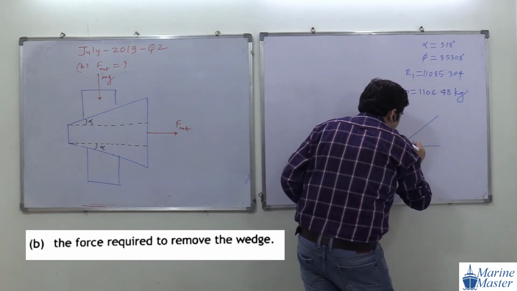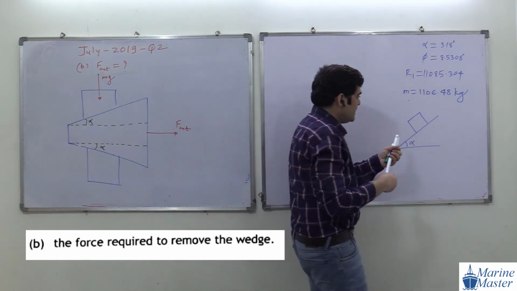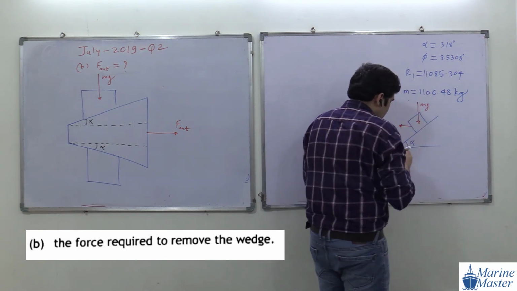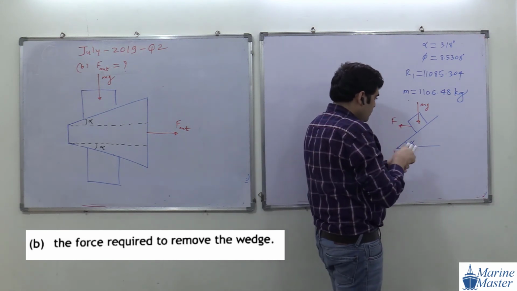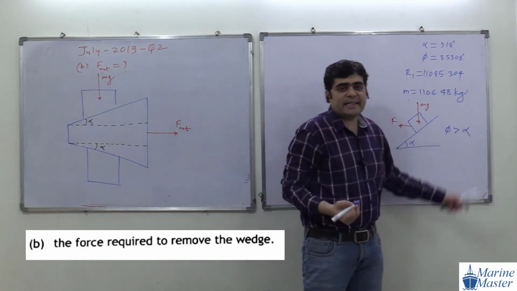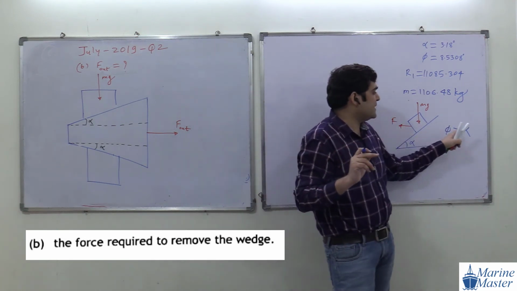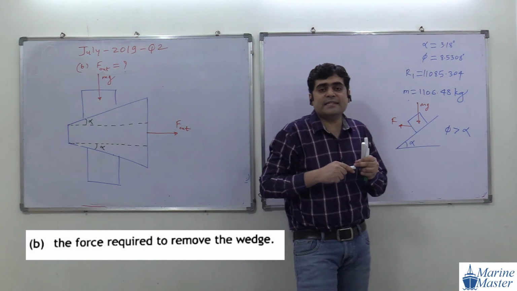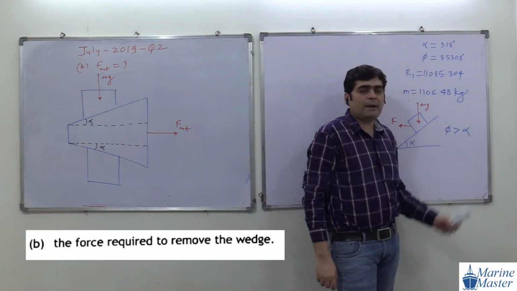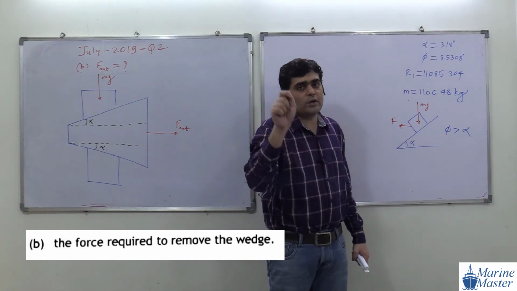This is our alpha, this is our object. For our reference I am writing: this is our weight mg, and this is our horizontal force F. And in this scenario, phi is greater than alpha. Remember, if phi is greater than alpha, then the object will not come down automatically due to its own weight.